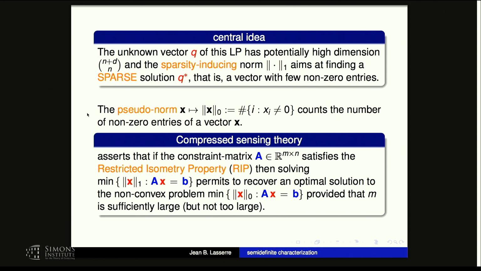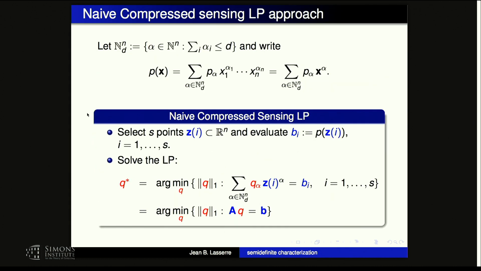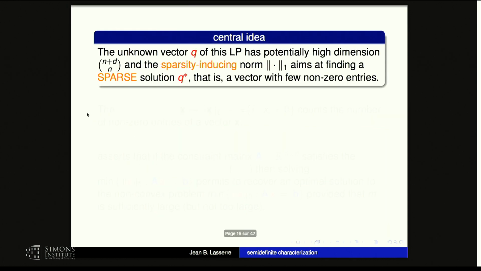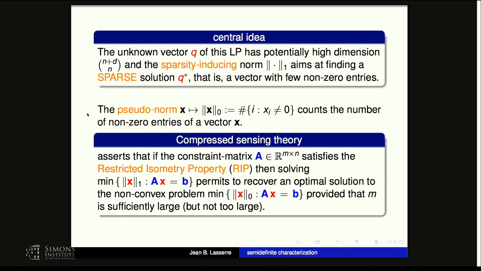Okay, so the idea is very simple. Your q is a very large size vector, and by minimizing the L1 norm, which is sparsity inducing, you aim at finding a solution of your problem that will be sparse here. If you solve this LP, you will have a sparse polynomial, but there is no guarantee that you recover your polynomial. Okay? And this L1 norm is just a surrogate for this pseudo norm of counting the number of nonzero elements. Okay? And the compressed sensing theory has said that you would recover exactly your polynomial if your matrix A had this particular restricted isometry property.